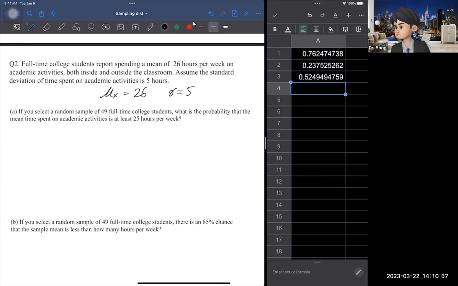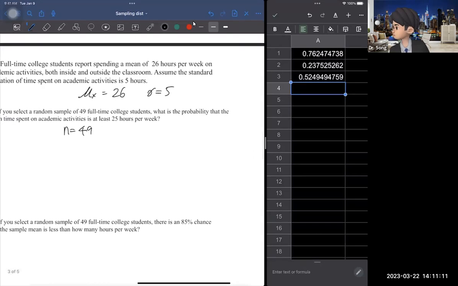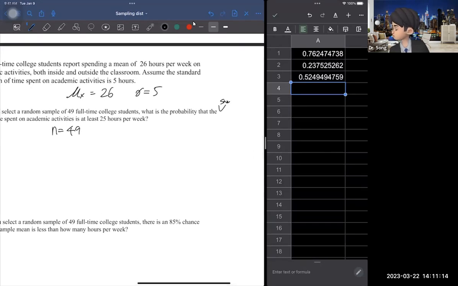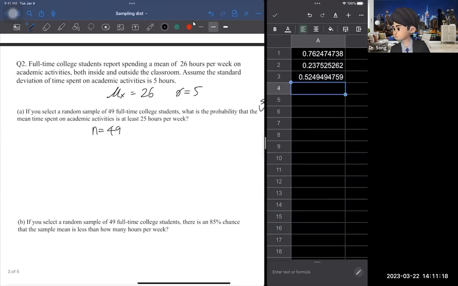If you select a random sample of 49 full-time college students, that means the sample n equals 49. What is the probability that the sample mean, the mean time spent on academic activities, is less than 25? So that is a sample mean, okay? It's missing here, so I can denote it this way. We want to find the probability x bar is less than 25, okay?